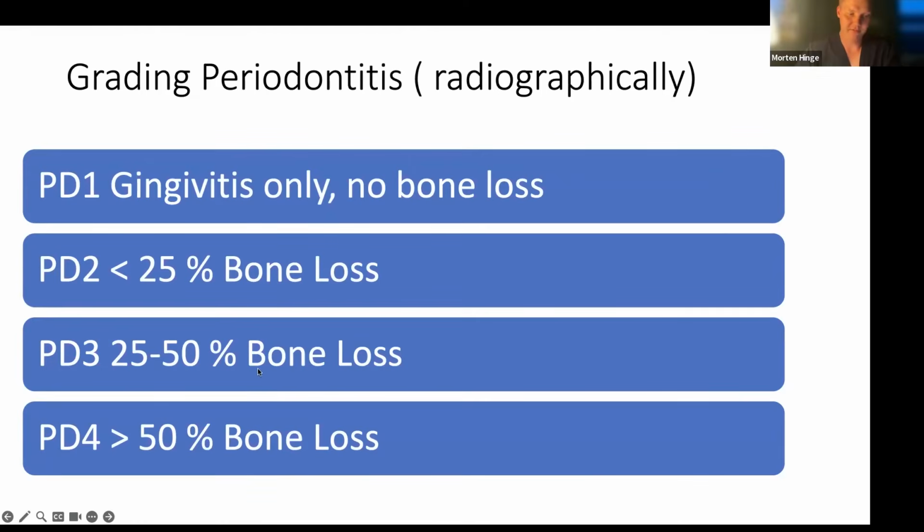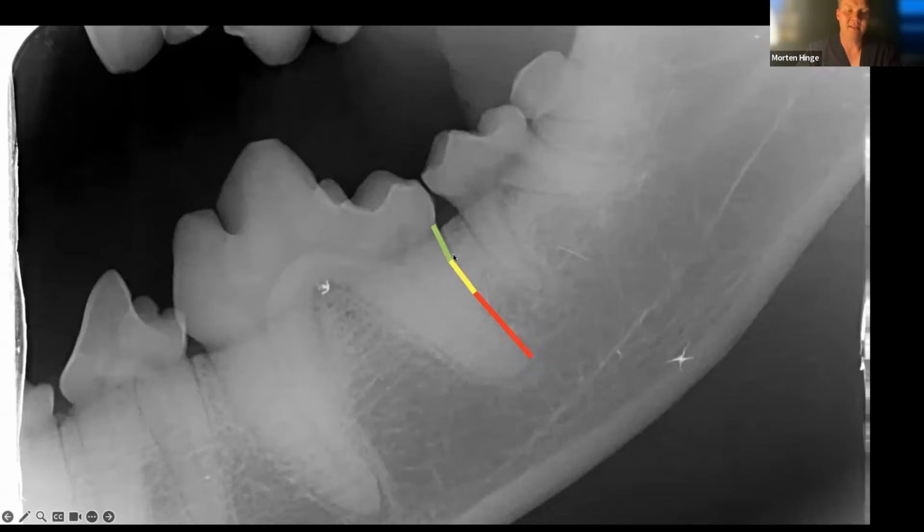PD3 is 25 to 50. PD4 is always an extraction. It's more than 50% bone loss. And it looks like this. PD2 is up to 25% bone loss.